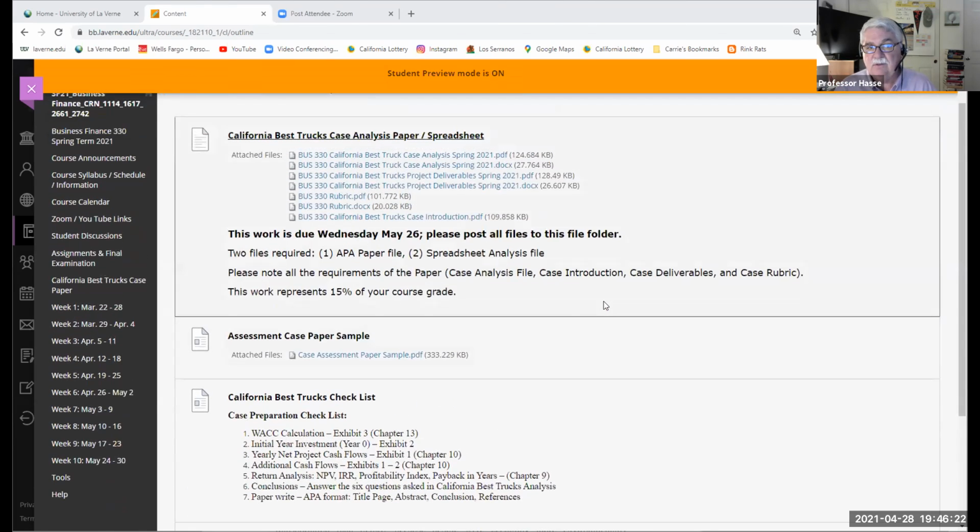So that's our work for this California Best Trucks case, and we'll be talking about this and practicing it over our coming classes. Good luck, and I strongly urge you to download these file folders in the next week to review them.